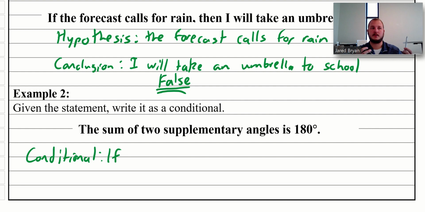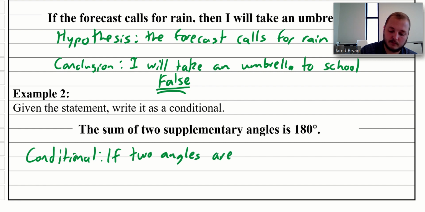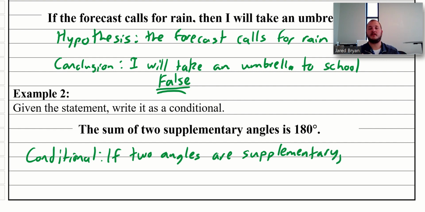So what is the hypothesis? What is the conditional that we're saying here? If I have two supplementary angles is my piece here. Okay, so if two angles are supplementary. Like we said, people don't always talk in the form of if-then, so we need to be able to convert this statement into that kind of form, and that means rearranging the words a little bit so that it makes sense. Okay, if two angles are supplementary, then what is the conclusion that I'm coming to?